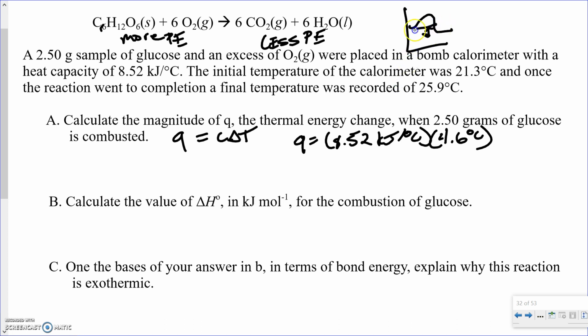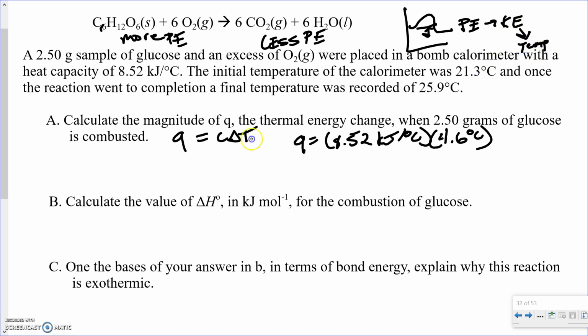Now what does this mean in terms of temperature? Why did temperature increase? Well, we lost potential energy. That potential energy turned into what? Turned into kinetic energy. And remember, kinetic energy is what we measure when we're measuring temperature. So if we had an increase of kinetic energy in the bomb calorimeter, the temperature is going to increase.